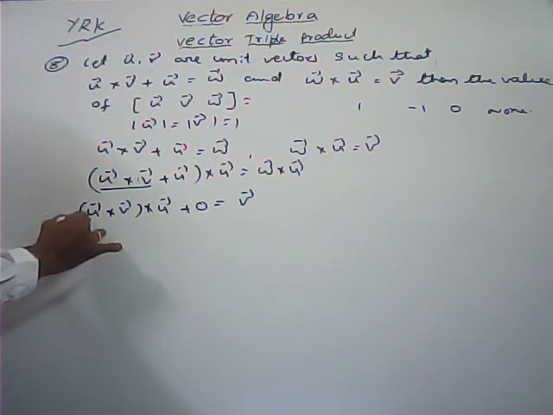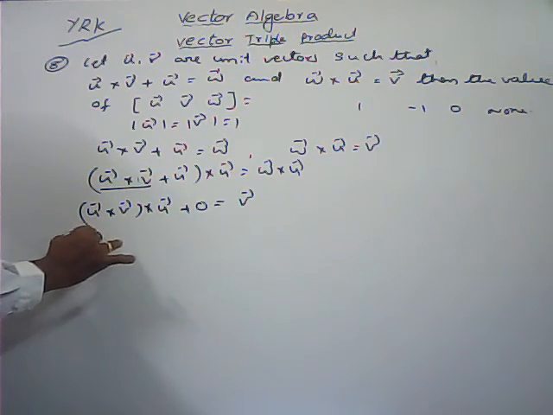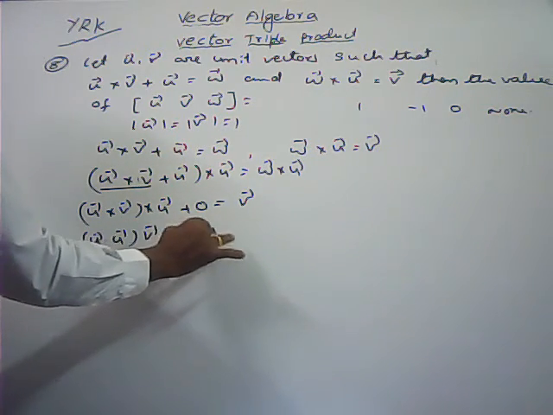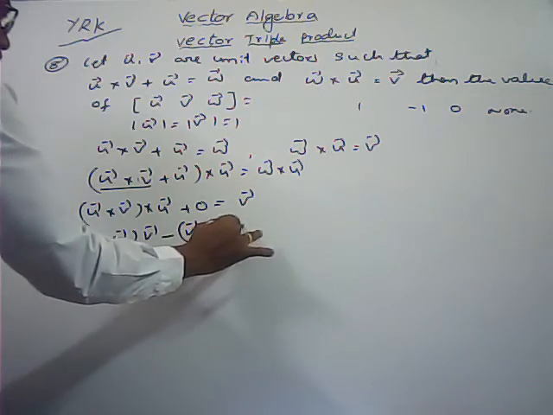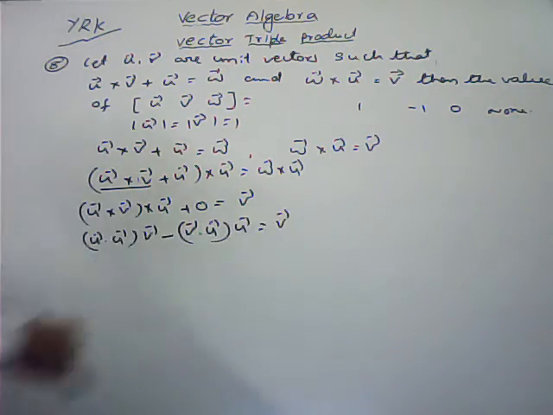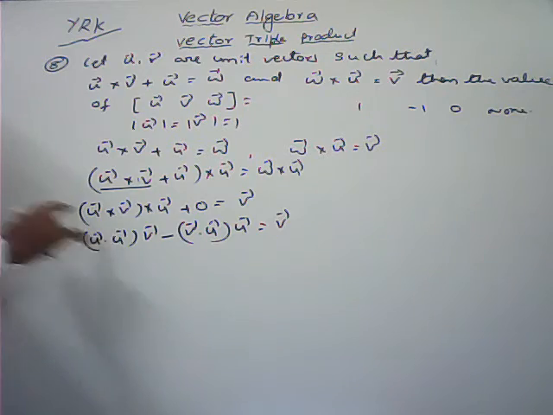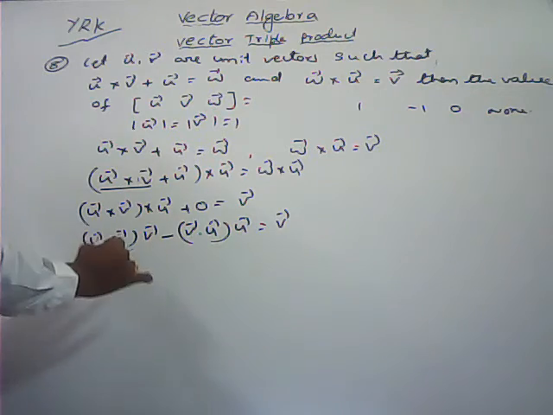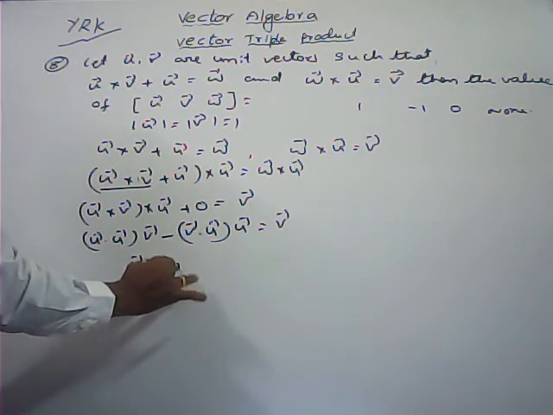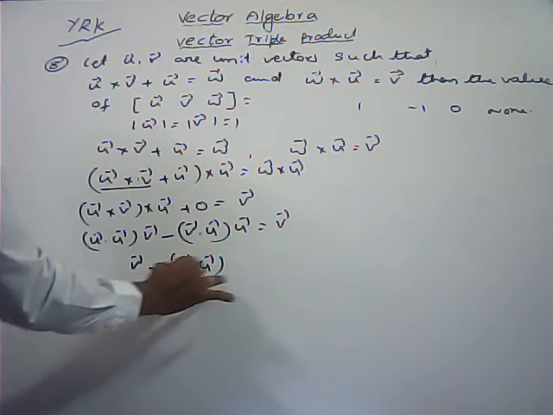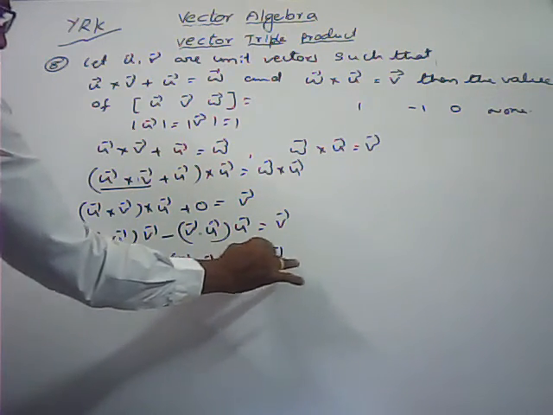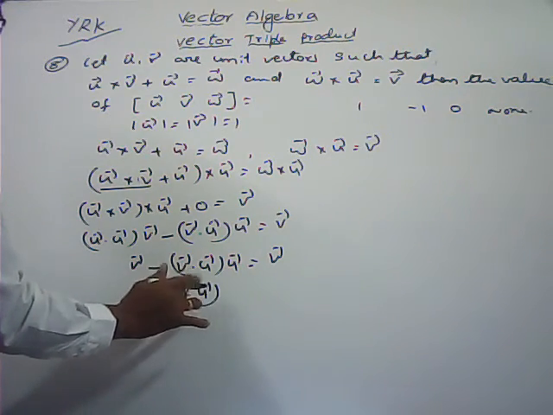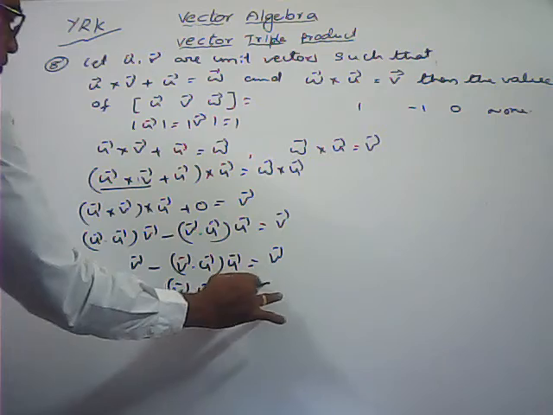Now this one you can expand. U bar dot U bar into V bar minus V bar dot U bar into U bar is equal to V bar. U bar dot U bar is modulus of U bar squared, and modulus of U bar is 1, so 1 squared is 1. V bar minus V bar dot U bar into U bar is equal to V bar. These two get cancelled. Minus V bar dot U bar into U bar is equal to 0.